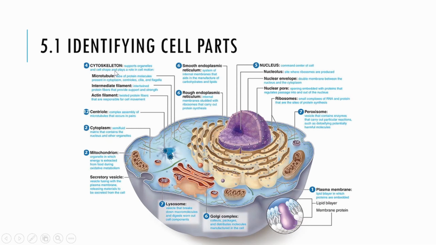We have the cytoskeleton, which is composed of microtubules, intermediate filaments, and actin filaments. The centrioles, which are going to help organize parts of the cytoskeleton. The cytoplasm, or the cytosol, which is the fluid. A mitochondrion. A secretory vesicle. Lysosomes, and the Golgi complex, also known as the Golgi apparatus.